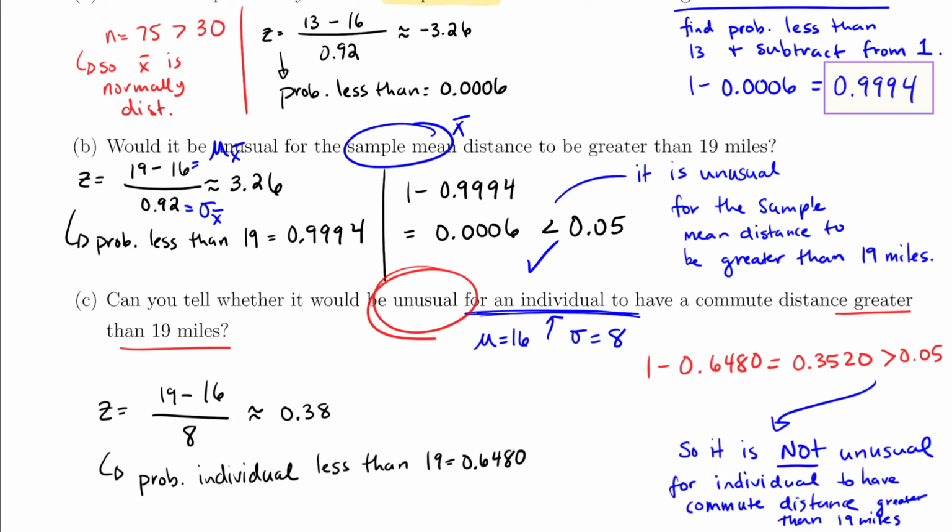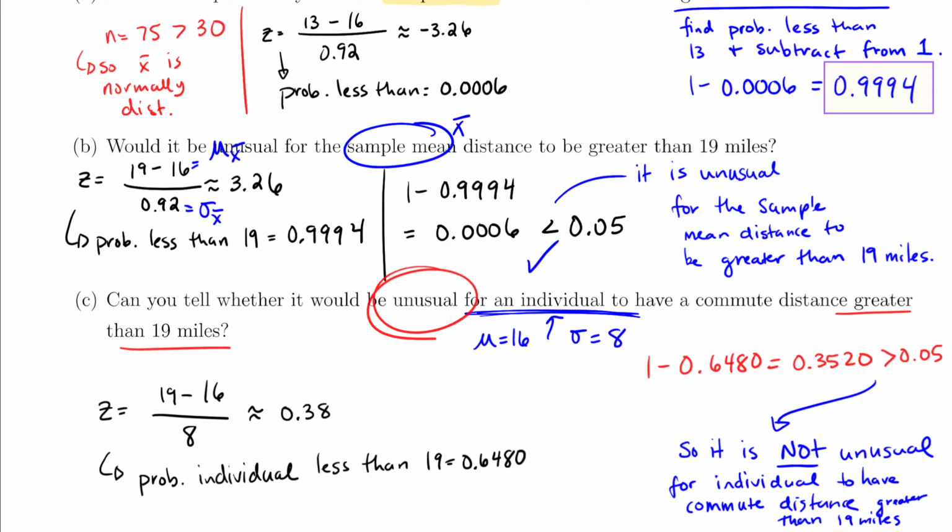So the big distinction between B and C is B cared about is it unusual for the sample mean, whereas C cared about is it unusual for the individual. So remember, what might not be unusual for the individual might be unusual if you're looking at the sample mean as a whole.